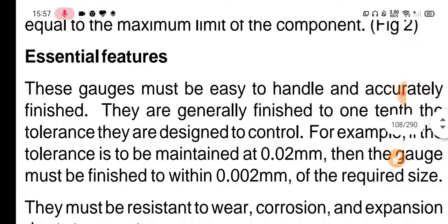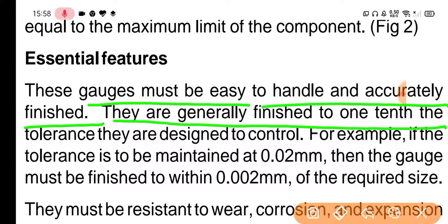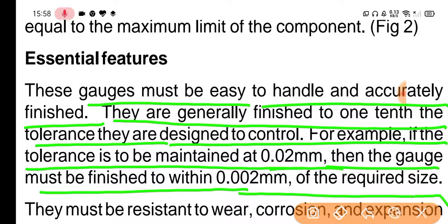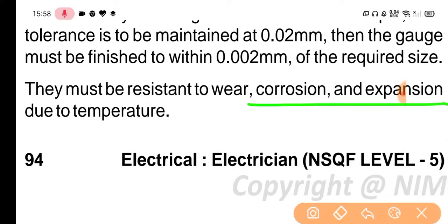The essential features: the gauge must be easy to handle and accurately finished. They are generally finished to one tenth of the tolerance. For example, if the tolerance to be maintained is 0.02 mm, then the gauges must be finished to within 0.002 mm of the required size. They must also resist wear, corrosion and expansion due to temperature.